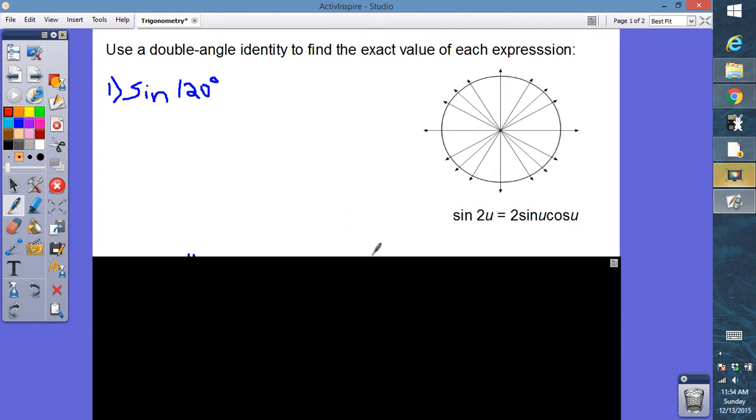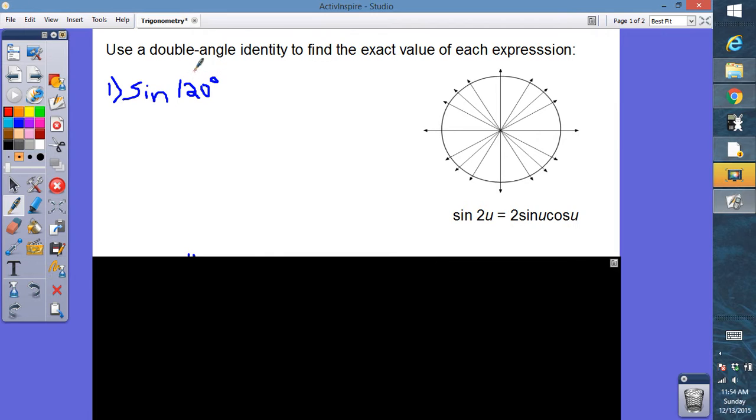Greetings, we're going to talk about double angle identities, which means you've probably been working in a trigonometry or pre-calculus class, and they're asking you to verify or prove something with a double angle identity. All right, so we're going to find the sine of 120 degrees using a double angle identity.